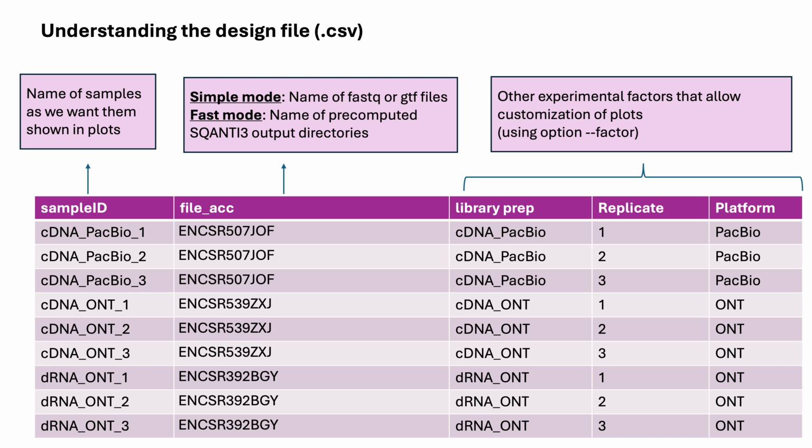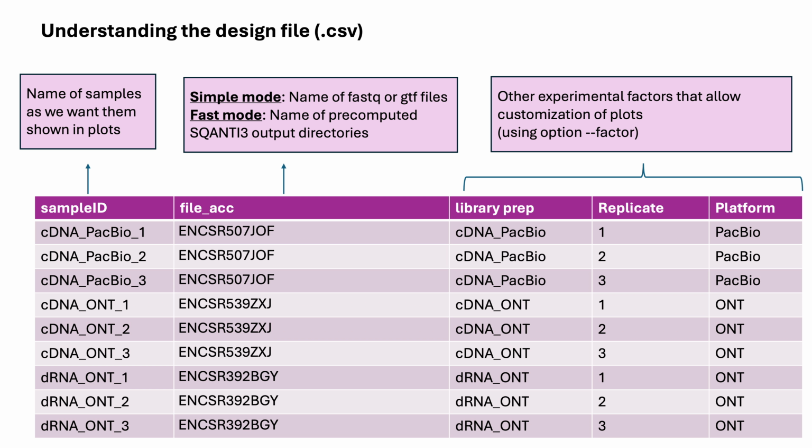Now let's take a closer look at the design file, since this is the key input that tells SQANTI-reads how to organize your samples. It's a standard comma-separated value file, or CSV. The sample ID column contains the names of your samples, and this is how they'll appear in your plots. The file accession column changes depending on the mode. In simple mode, it's the name of the FASTQ or GTF files. In fast mode, it's the name of the pre-computed SQANTI3 output directories.